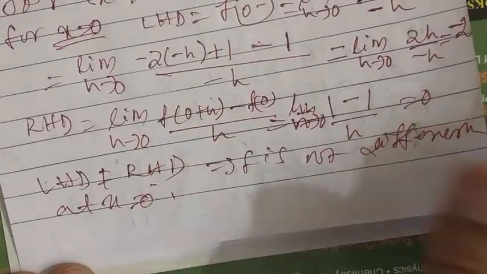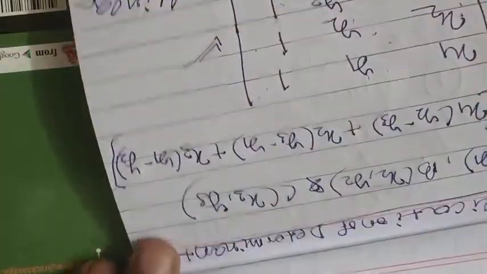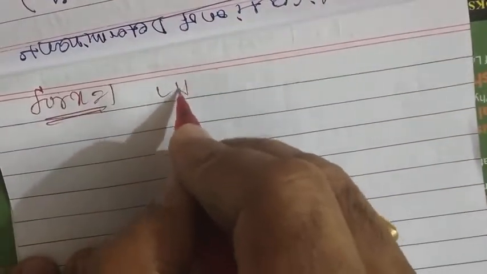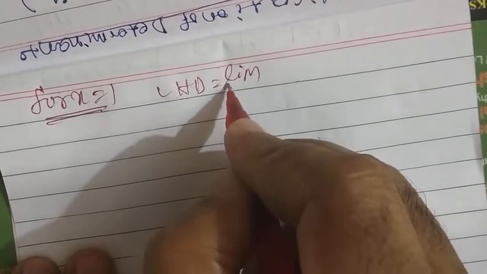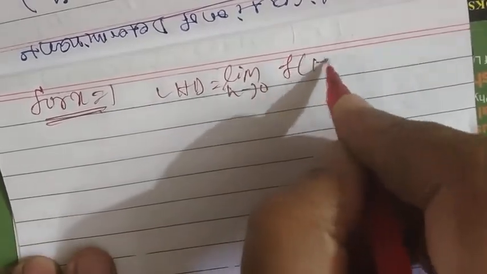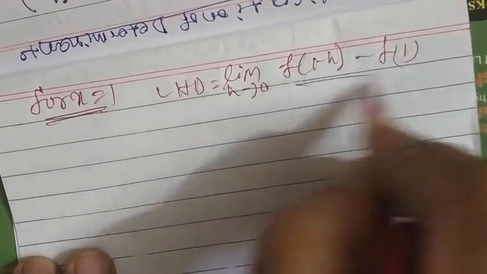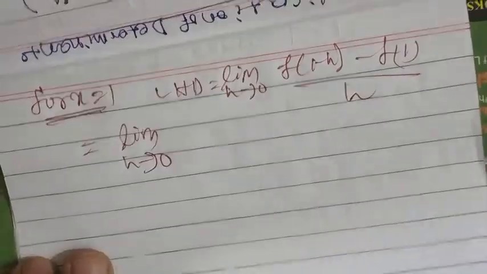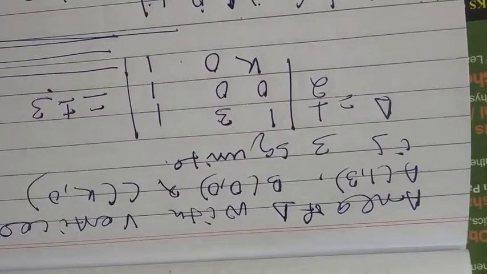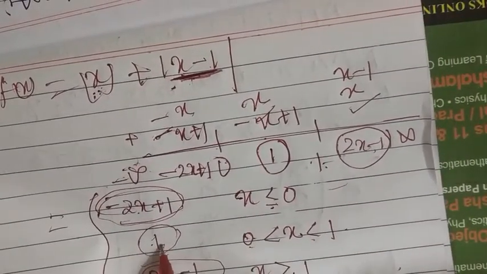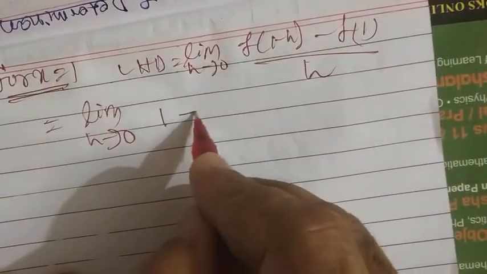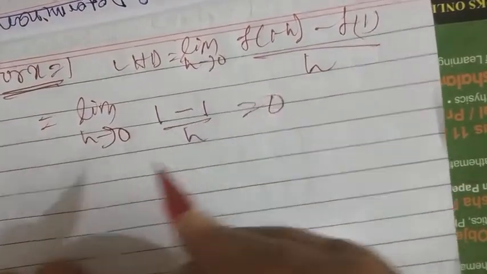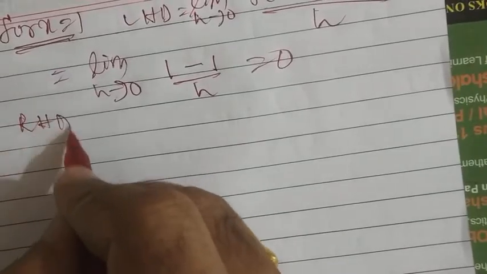Okay. Let us check at x equal to 1. Now, for x equal to 1, what is LHD? Limit h tends to 0, f of 1 minus h minus f of 1 by h. If x is less than 1, the value of fx is 1. It is 1, and f1 is also 1. It is 0. And what is RHD?